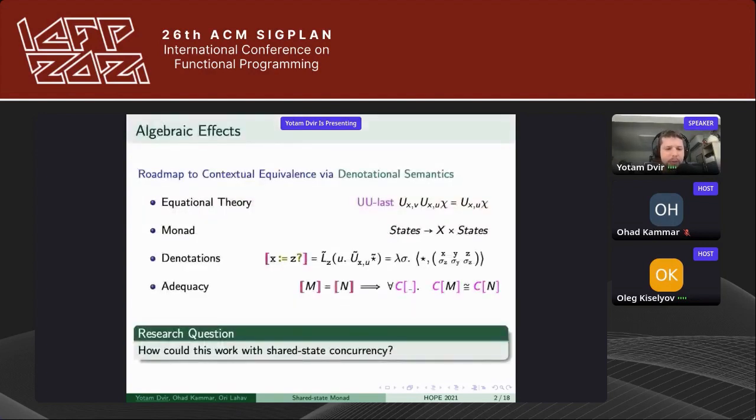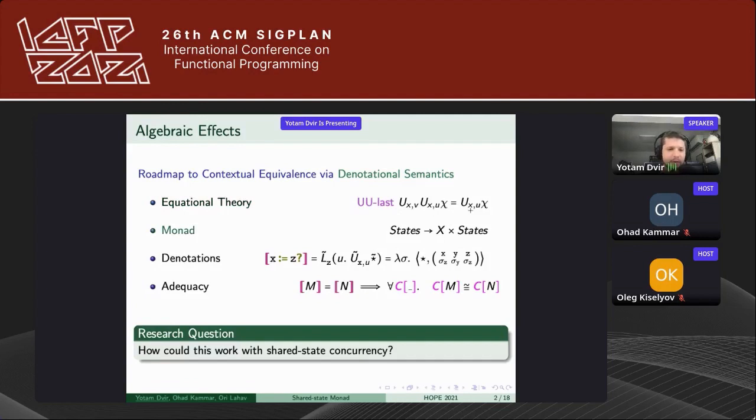In this talk, we will discuss a particular way to find contextually equivalent programs using algebraic effects. We will follow this general roadmap you see here. First we define an equational theory, operations and equational axioms over them. For example, this UU last axiom from the theory of global state: if you update the value in location X, and then you update it again, you can just get rid of the first update because you override it with the second one.